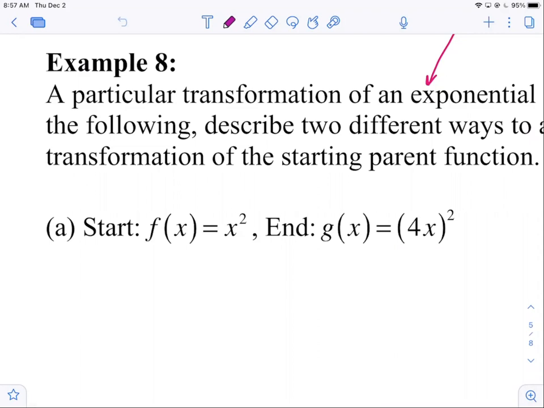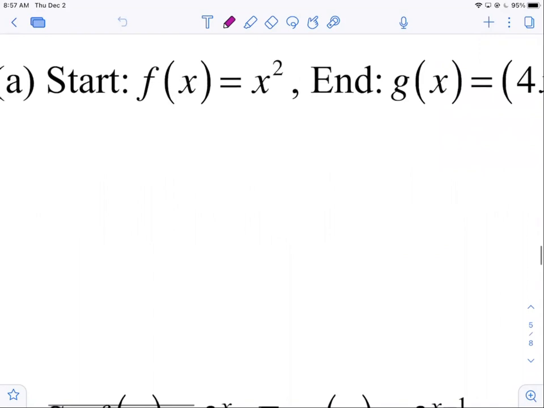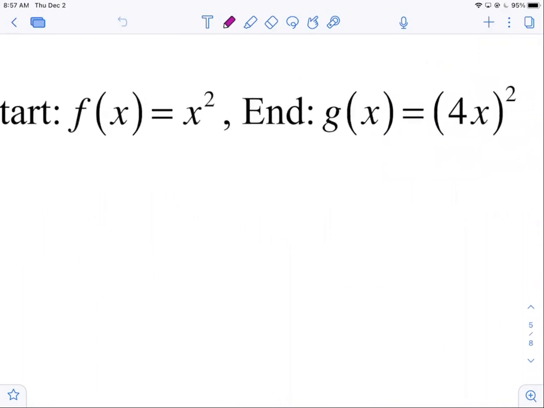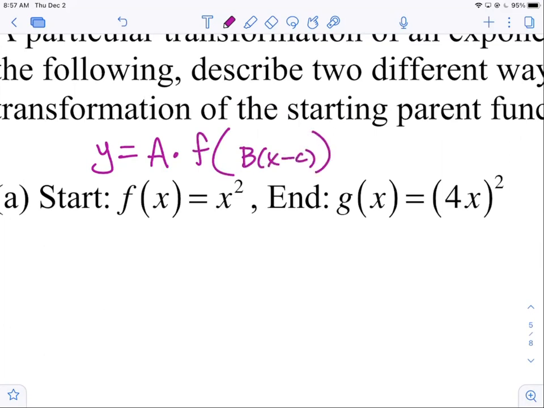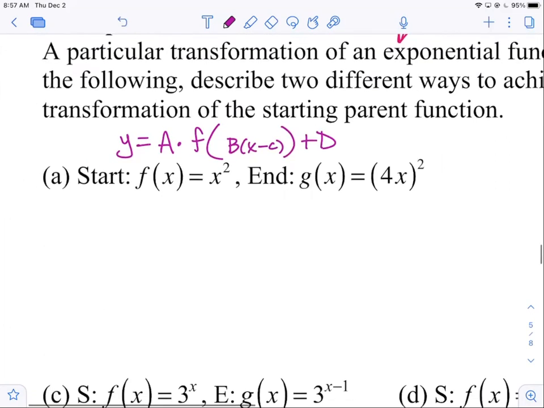So what we're going to do is we're going to start with a parent function, and we're going to be given a transformation, okay? We're going to describe what that transformation does. And then we're going to algebraically manipulate the equation to see if we can get it equivalently. All right. So before we start, again, remember that the standard transformation form is A times F of B times X minus C plus D. Okay. Where, of course, F of X is your starting function.